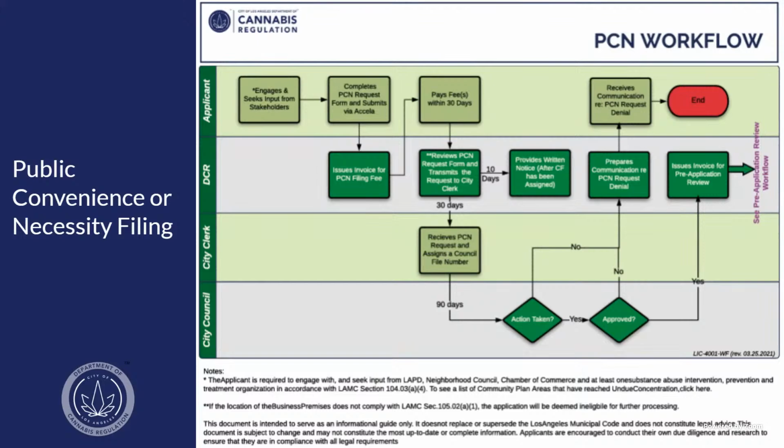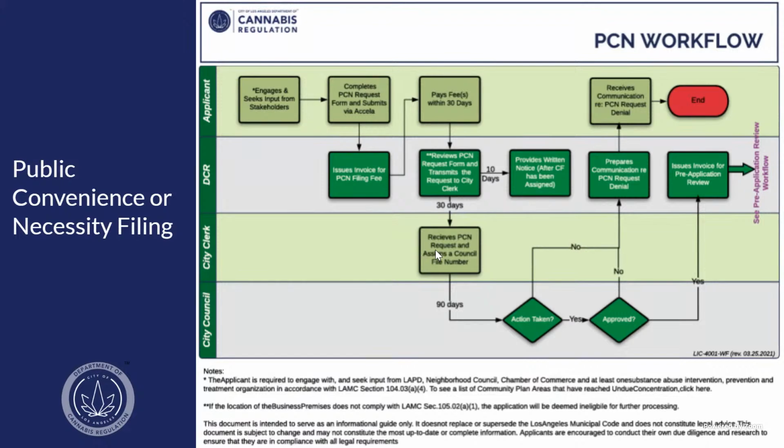And then the city council has 90 days to make the necessary public convenience or necessity finding. If the city council does not make the finding within 90 days, the PCN request is denied by operation of law, and it results in us closing out the PCN record.